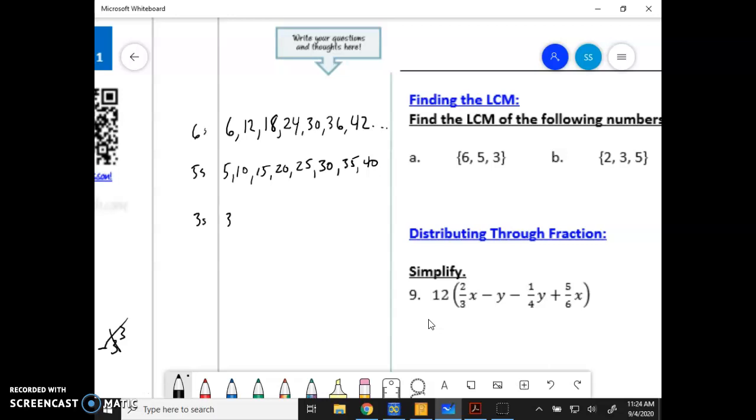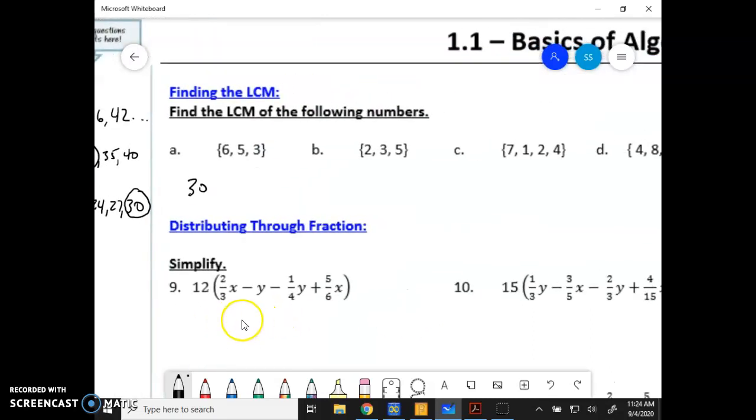So 3s, I got 3, 6, 9, 12, 15, 18, 21, 24, 27, 30. All right, and I'm going to stop there because I did notice as I was going through that 30 is contained in each one of these. All right. So some of you probably got this right away, but this is kind of the long way. If you didn't know, that's how you can figure that out. So the least common multiple here is 30.